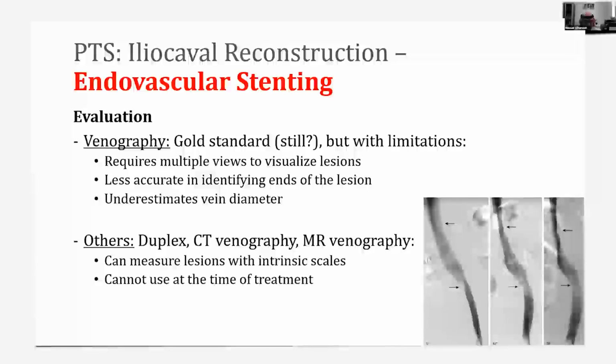It's less accurate sometimes in identifying the ends of the lesion, the proximal and distal ends, and it sometimes underestimates the actual vein diameter, given the lesions in it, the whips and the synechiae. Other modalities we employ include duplex, CT venography and MR venography. They can measure lesions, but we cannot use them at the time of treatment.